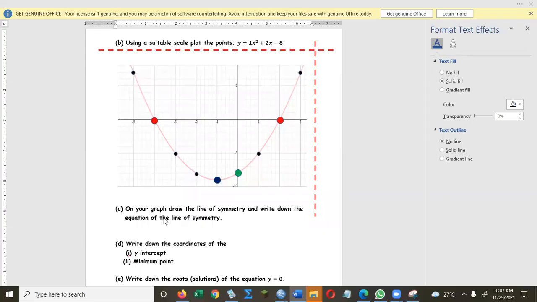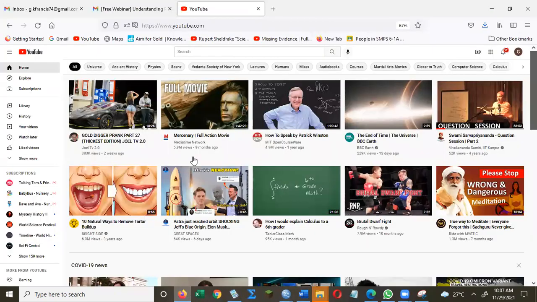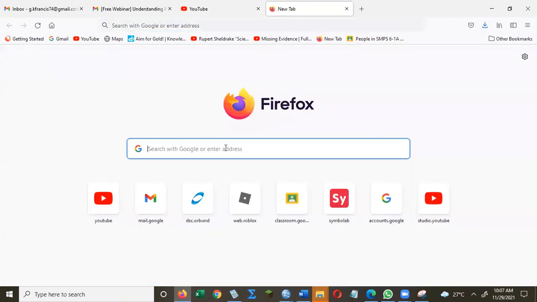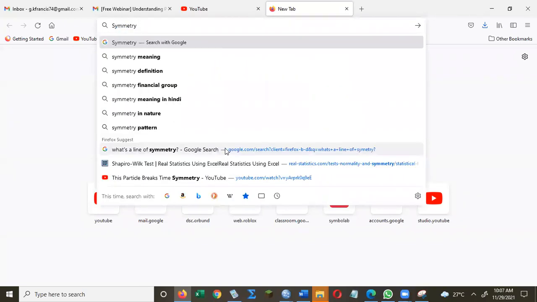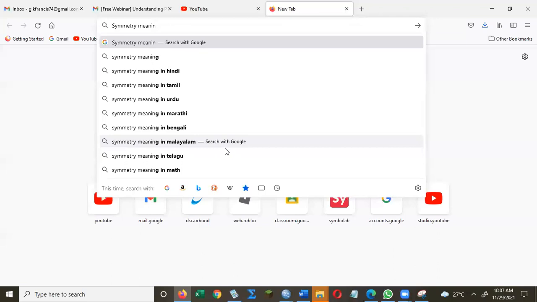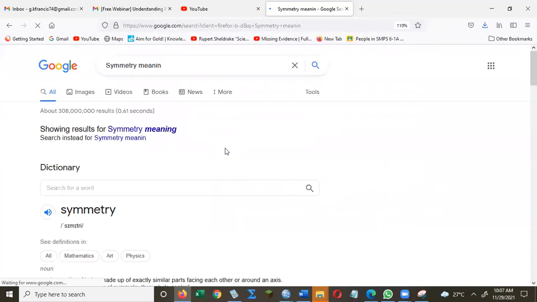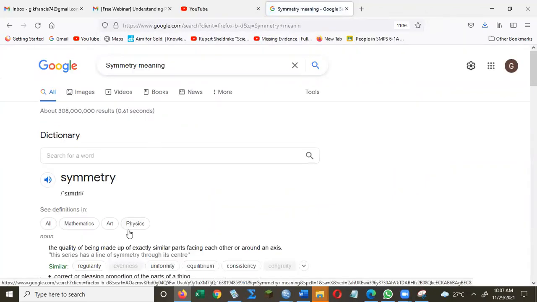Right, so part C now says to draw the line of symmetry and write down the equation of the line of symmetry. Now we have been using that word symmetry, and you may wonder what that word means. So you can just simply go into Google and look up the meaning of the word symmetry. Let's get a common definition for the word symmetry.